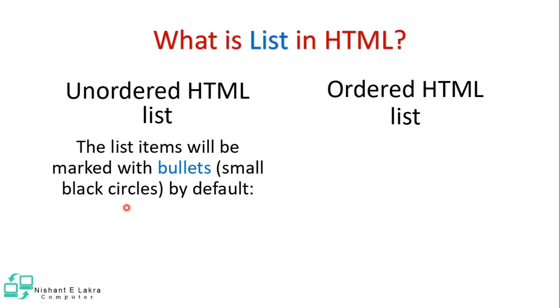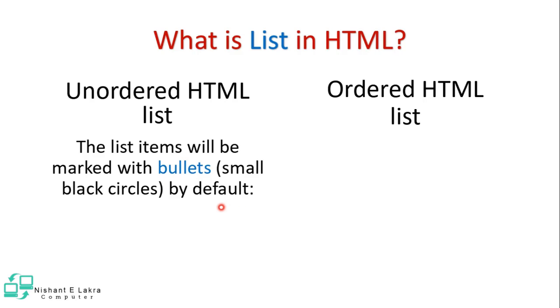It can be squares, it can be a triangle, it can be a star. But commonly, small black circles are known as bullets. That is by default. You can change these shapes of bullets. So this is what an unordered list is.